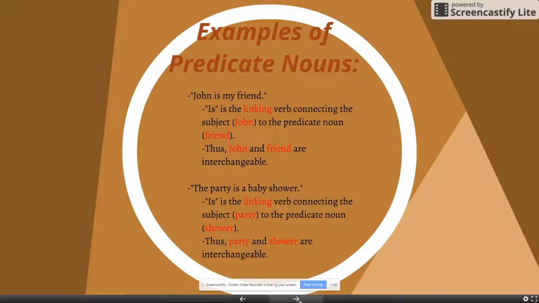The second sentence is the party is a baby shower. Party is the subject, is is the verb linking party to shower. Baby is simply an adjective describing what type of shower because it could be a wedding shower. Thus, party and shower are interchangeable. The party is a baby shower. A baby shower is the party. You could switch the sentence around. Party and shower are equal in this sentence. And that's how you know you have a predicate noun. Once again, you have to have a linking verb to be looking for predicate nouns, just like you have to have an action verb to be looking for direct and indirect objects.